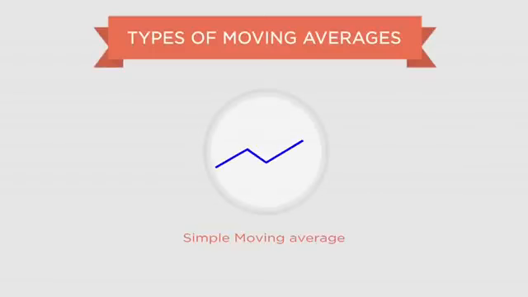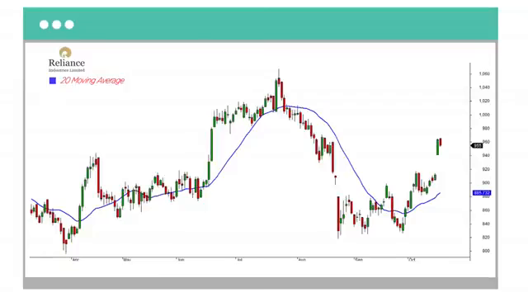First is the simple moving average. Usually people just call it the moving average. In fact, this is the average we've been talking about all this while. It's the most commonly used indicator in the trading world. Now look at this 20 MA line. It's simple. Each point represents the average of the previous 20 candles.